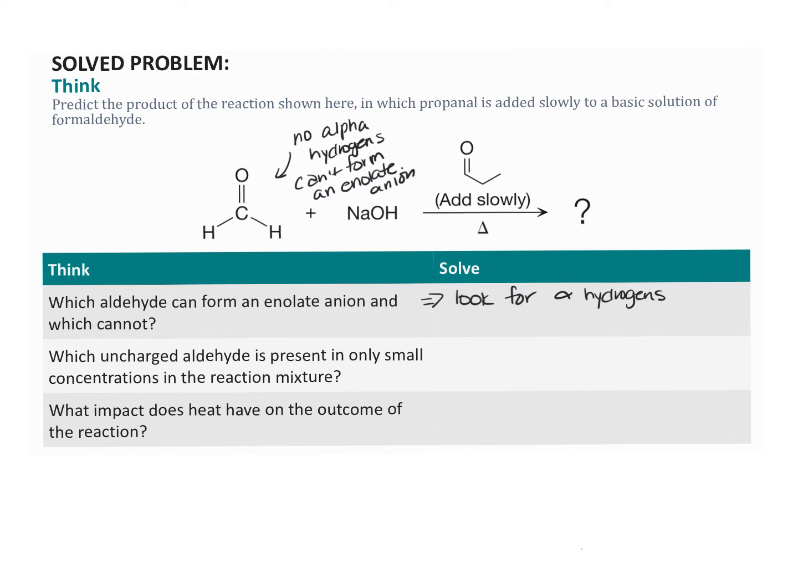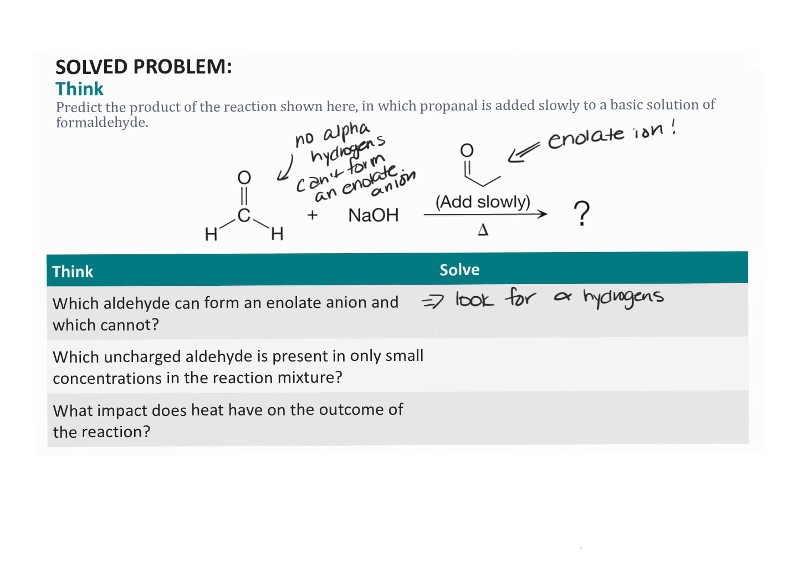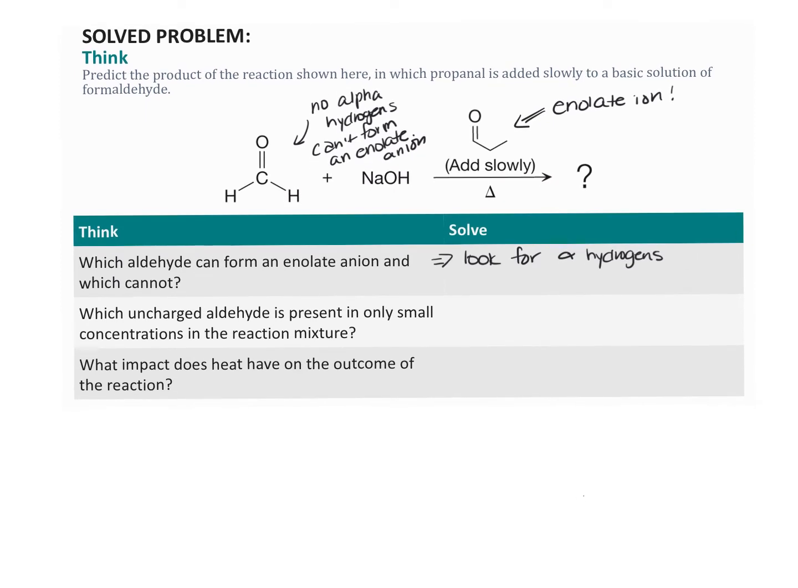So that means that propanal is the only one that can form an enolate ion. And then the next question says, which uncharged aldehyde is present only in small concentrations in the reaction mixture? Well, if we add propanal slowly, there's never going to be a substantial concentration of its uncharged form. So the major reaction occurs between the propanal enolate ion and the formaldehyde.